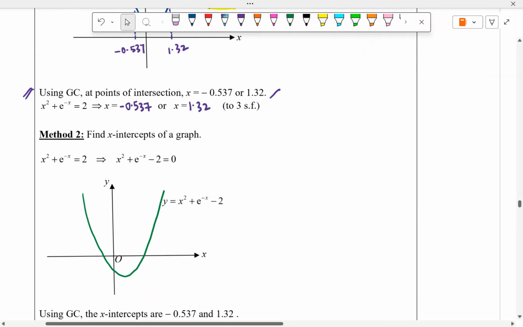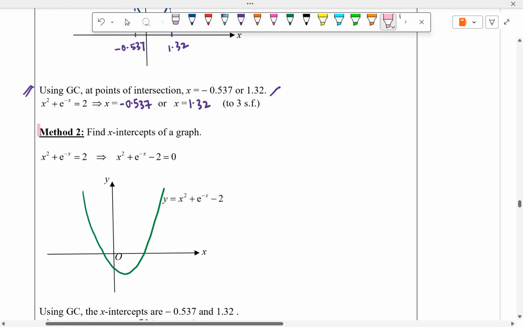Okay, then now for method number 2, we are going to find the x-intercept of a graph. Before you do that, you can rearrange the equation by bringing all the terms to the left hand side. So I subtract 2 over, becomes minus 2, ensuring that the right hand side is a constant 0 first. Then you can use method number 2.